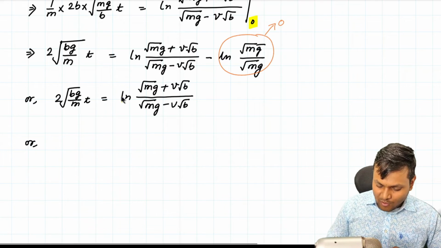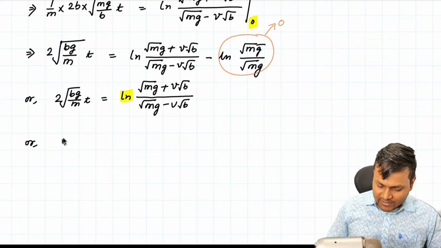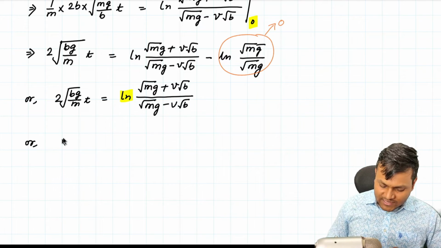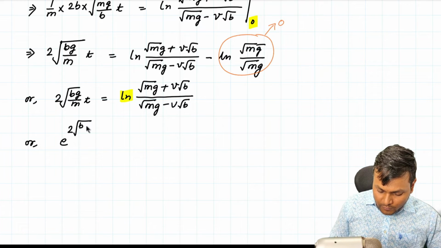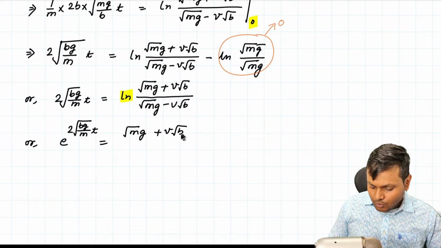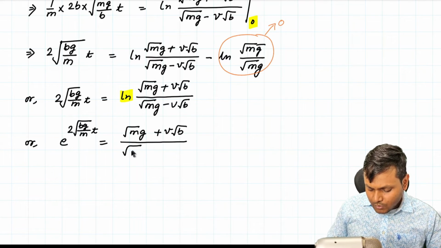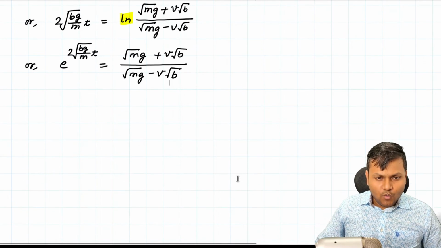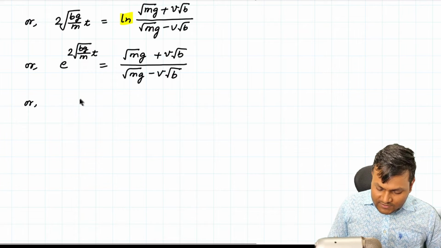Now again, I have a log here, the natural logarithm, right? If I take the exponential of the left hand side, what does this become? It simply becomes exponential to the power twice root over bg upon m t is equal to root over mg plus v root over b upon root over mg minus v root over b. Just a couple of steps more. I'm going to simplify this further.